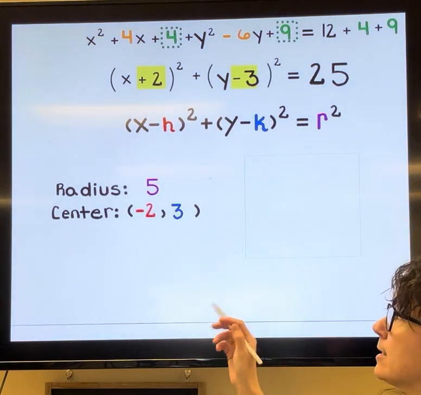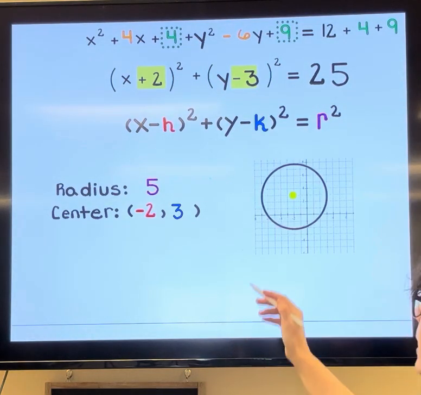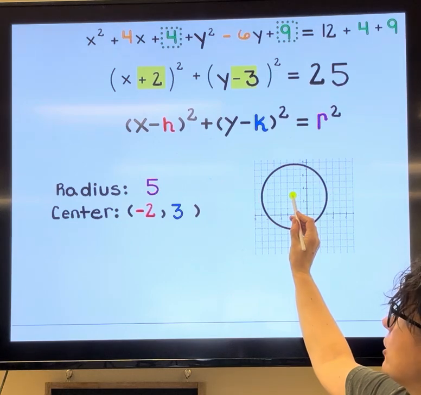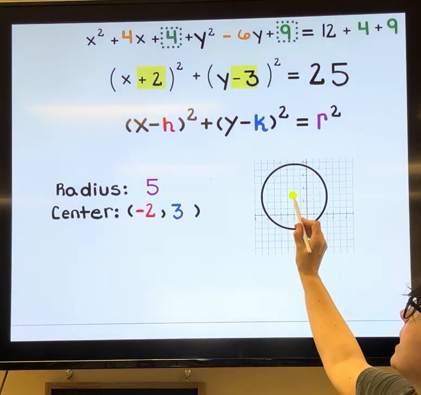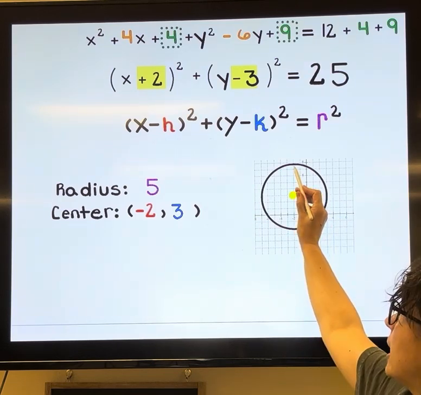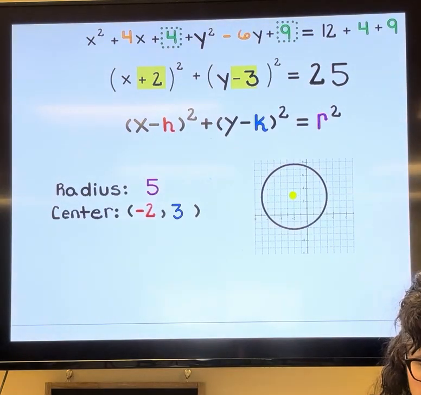Now that I know the center and the radius, I can graph. And if I go back 2, up 3, there's my center, and then I create a circle with radius 5. So notice from the center to the outside of the circle, anywhere we look, I've drawn it so that it has a radius of 5.